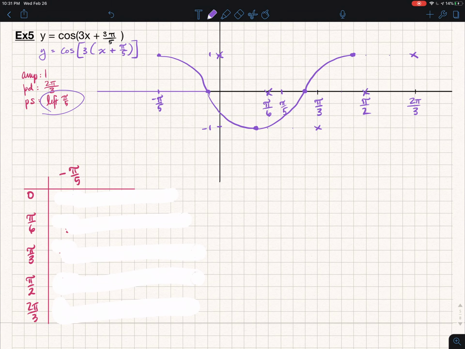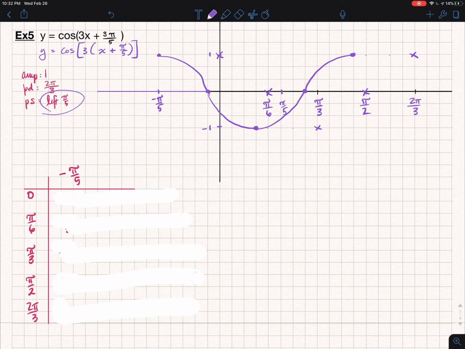So I've set up a table down here. This table will always work. It's tedious, but it will always work. Get out your calculator. I want you to try this. Now what I've done is I've made a list of my original 5 values before I shifted. So that was the 0, the pi over 6, pi over 3, pi over 2, 2 pi over 3. Those are my original 5 magic x values.